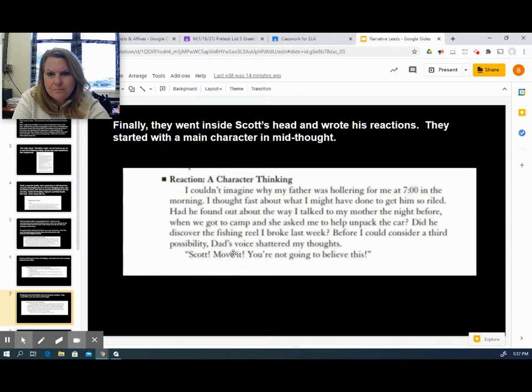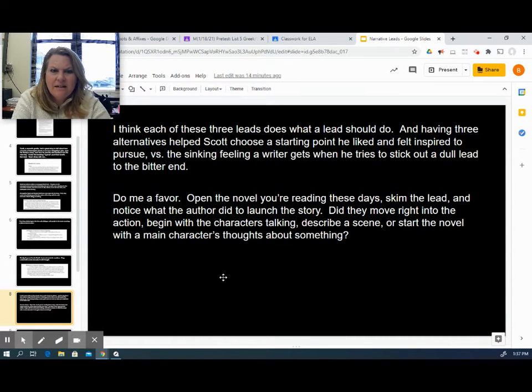I think that each of these leads does what a lead should do, and having three alternatives helped Scott choose a starting point he liked and felt inspired to pursue, versus the sinking feeling a writer gets when he tries to stick out a dull lead to the bitter end.